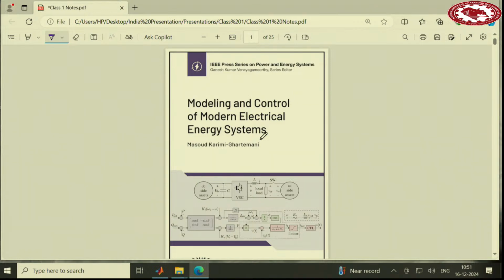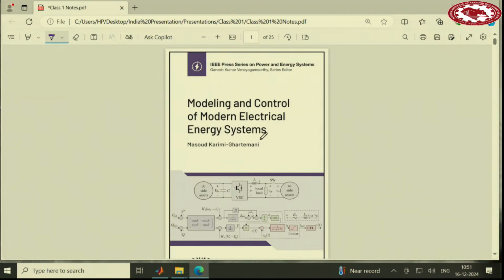I hope I can deliver a good course and good information to you during these few days that I'm going to be with you. Basically, this cover page is the cover page of the book that I recently published with IEEE and John Wiley. And if you look at the title of the book, it's pretty much very similar to the title of the course that we have here.